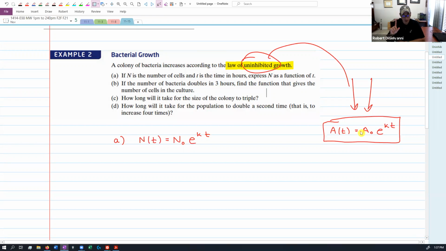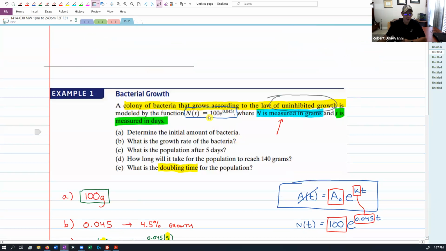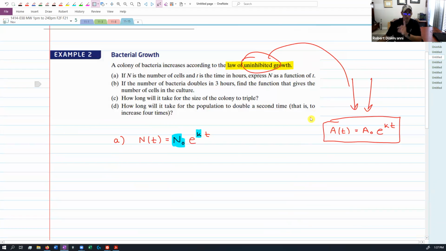What we don't know right now is K and N naught. We don't have those two things. In the previous problem, we did, right? In the previous problem, they gave that to us. It's right there. They gave us all we needed and we answered the questions. Here, they don't. Not directly. They give it to us indirectly.